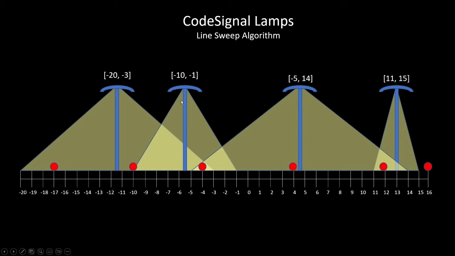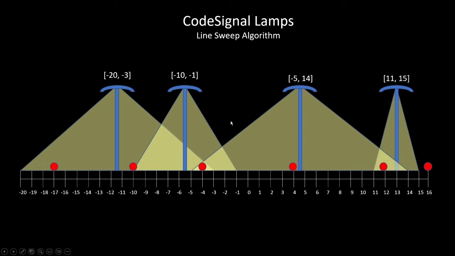On top of being given those lamps, you're also going to be given a series of benches. In this case, I represented the benches as just red circles, and it'll tell you where all those benches are along the coordinate line. For example, our first bench is at -17, our second's at -10, and so on.